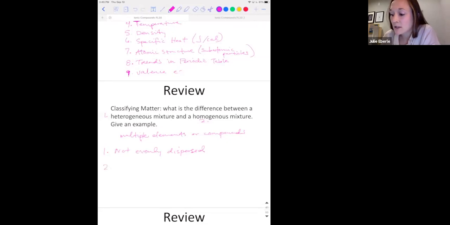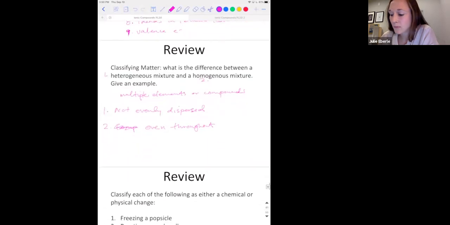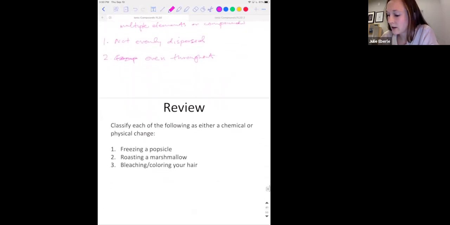Number 2, a homogeneous mixture. The example there is like sweet tea, all right? The sugar and the water, those are two different molecules, so that's a mixture, but it's evenly dispersed, okay? So the compounds are mixed evenly throughout. That's the main difference. And I know these words are very simple non-chemistry words, and that's okay. I think you still get the concept. So we gave examples as well: sweet tea and then ice cream with stuff in it.